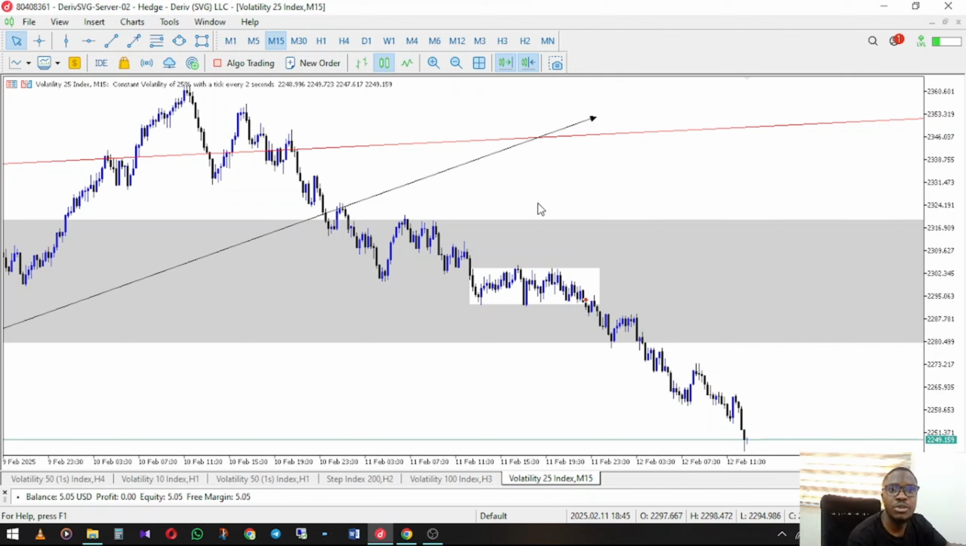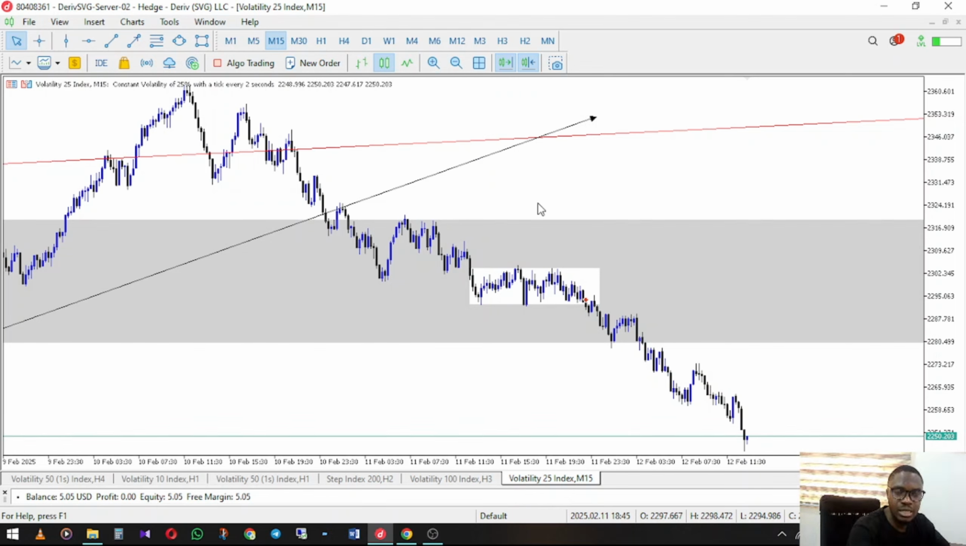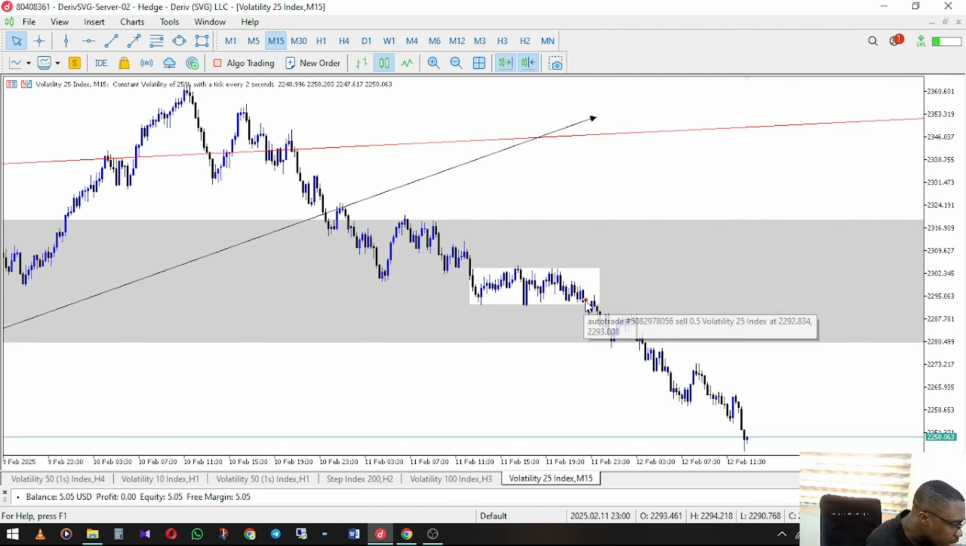From the weekly time frame, the daily time frame, the 4-hour time frame, and now we are down to the 15-minute time frame, right? We've seen that the market has tested the trend line, and the previous support has turned to a resistance now. So we start selling off from there. So look at what the market is doing. I entered the market from this point.